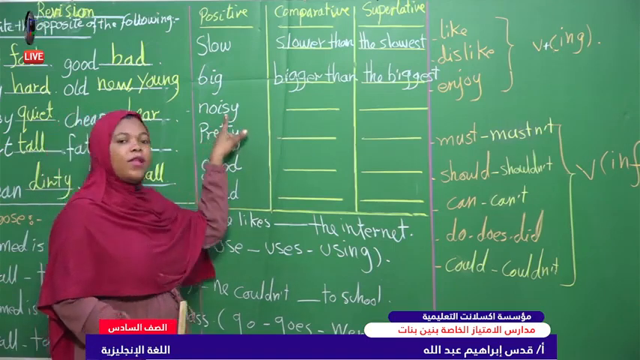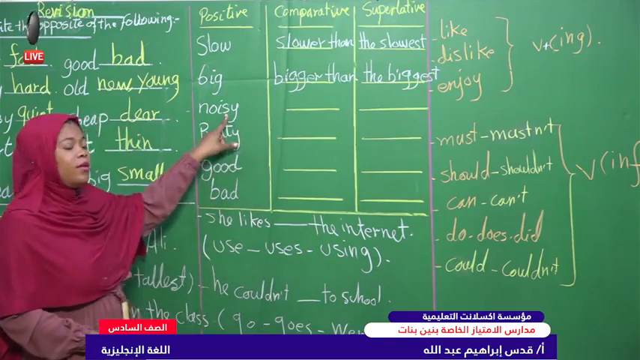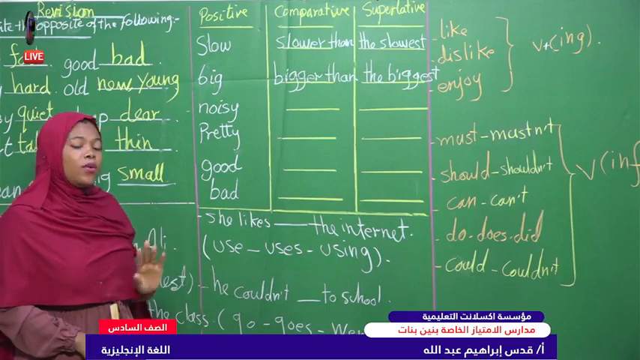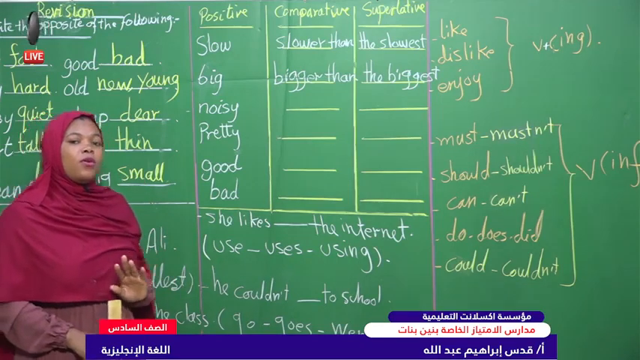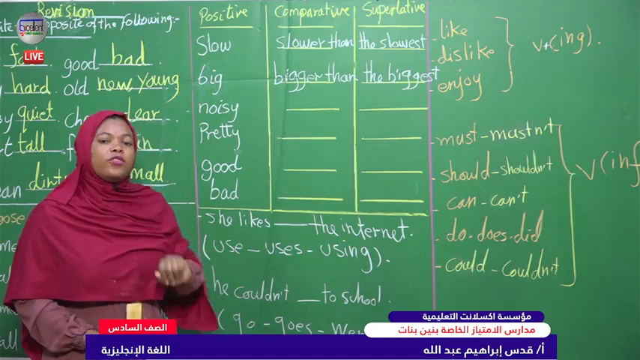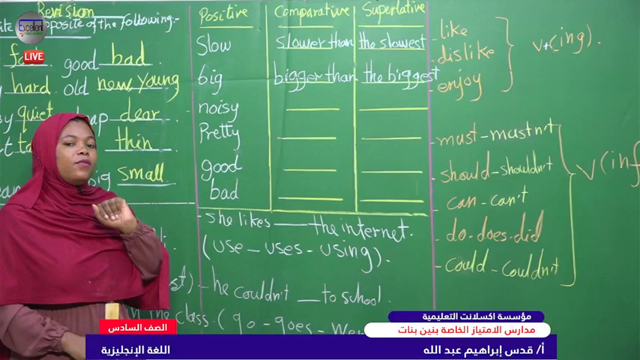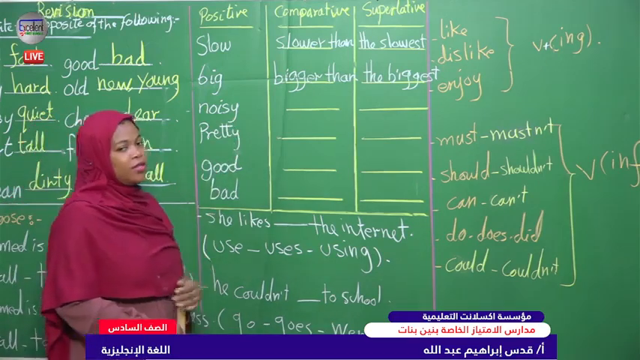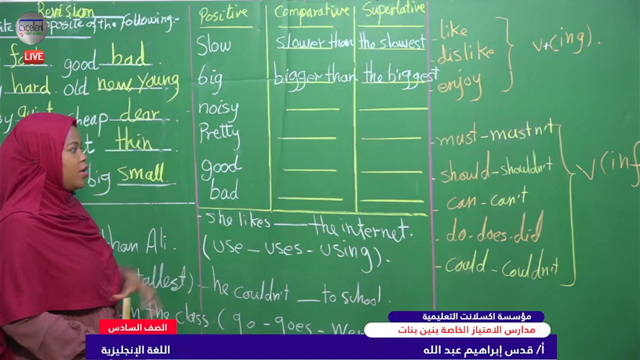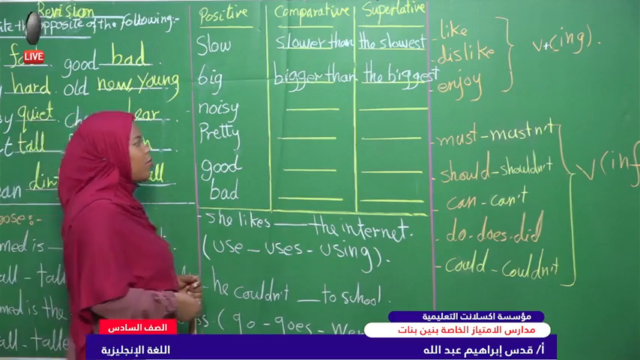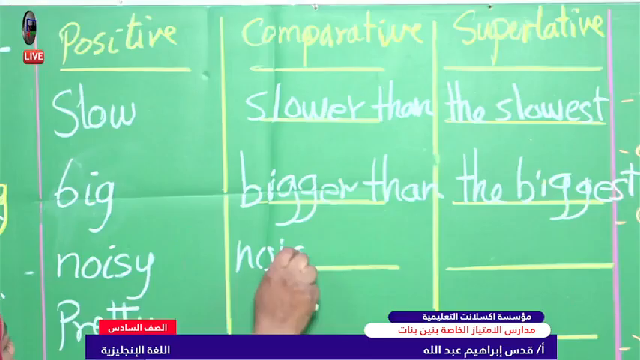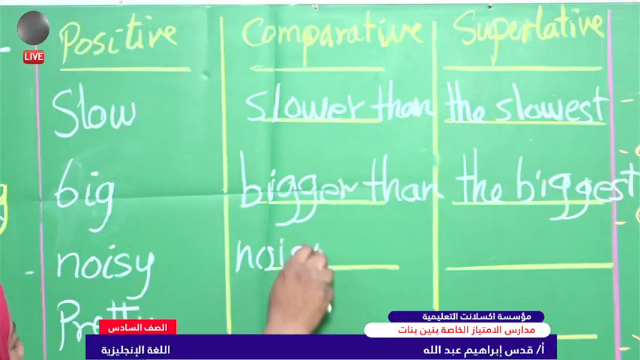I should look at the letter before the Y. If it is a consonant letter, all the letters except the vowel letters, which are E, I, O, U, A, I'm going to drop the Y and add IER instead. So it will become noisier. IER. Noisier than.